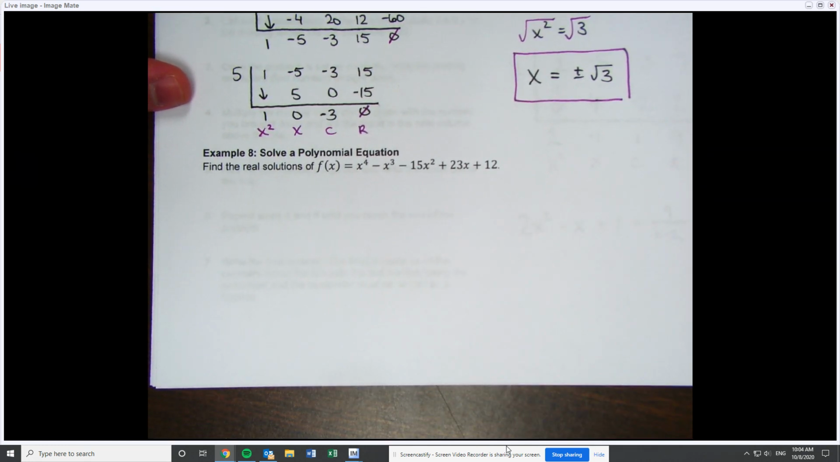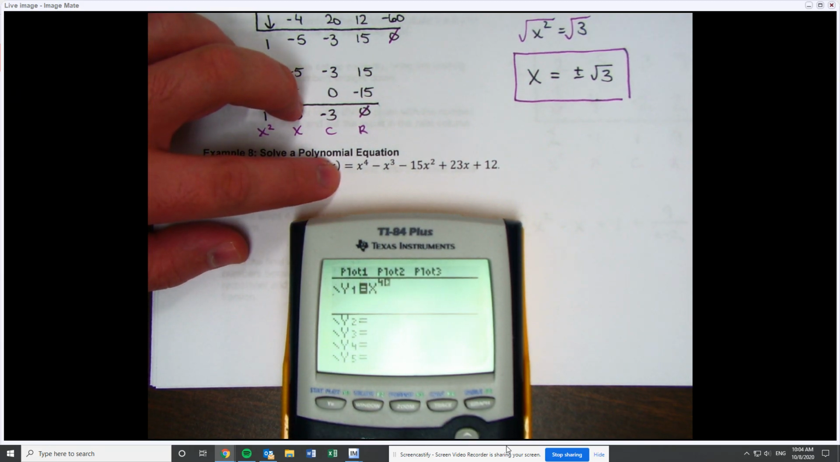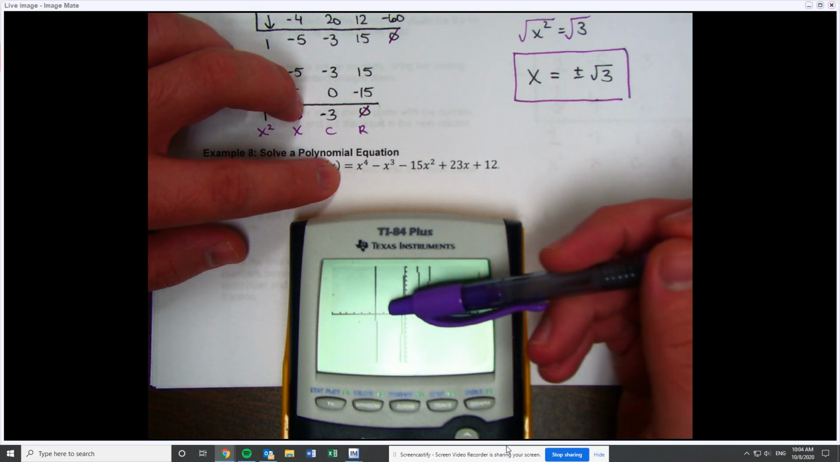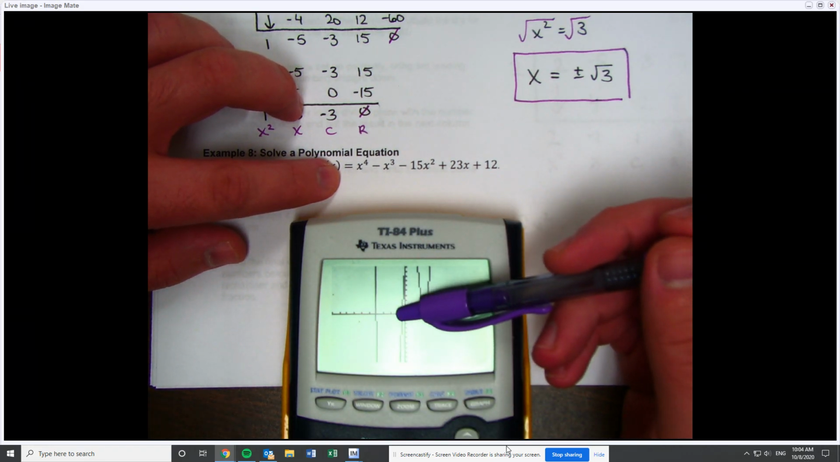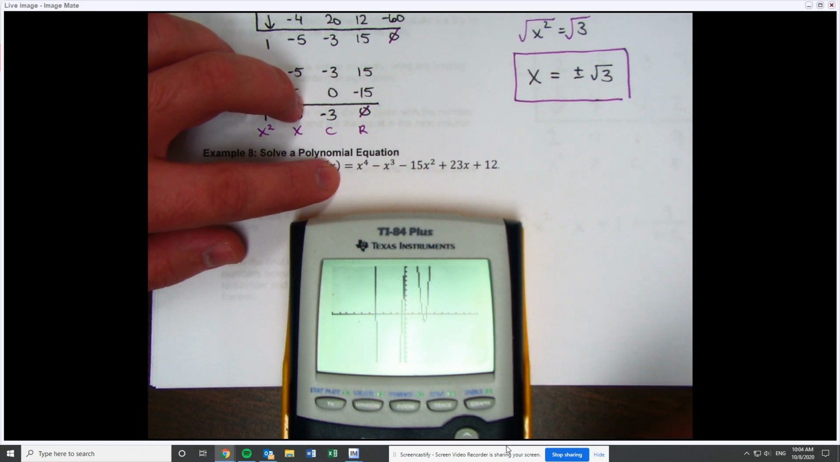So for this one, we're going to do the same thing. So I have x to the 4th minus x to the 3rd minus 15x squared plus 23x plus 12. All right, so it looks like -4. That one's definitely between, so it's nothing I can use. And that one looks like it's around 3. So let's see what we got.